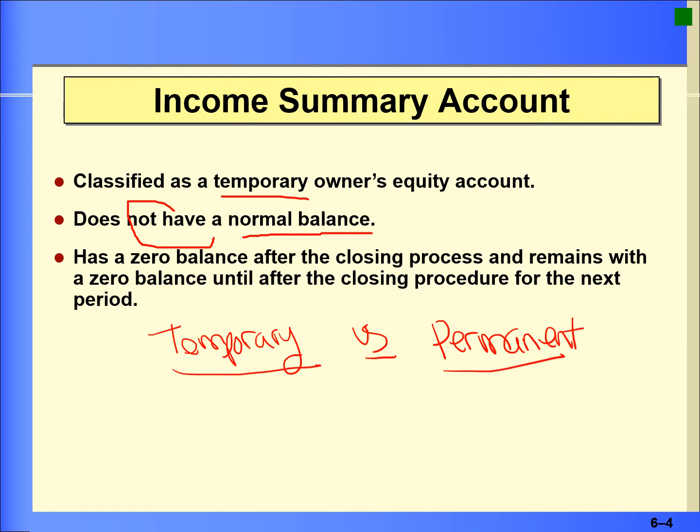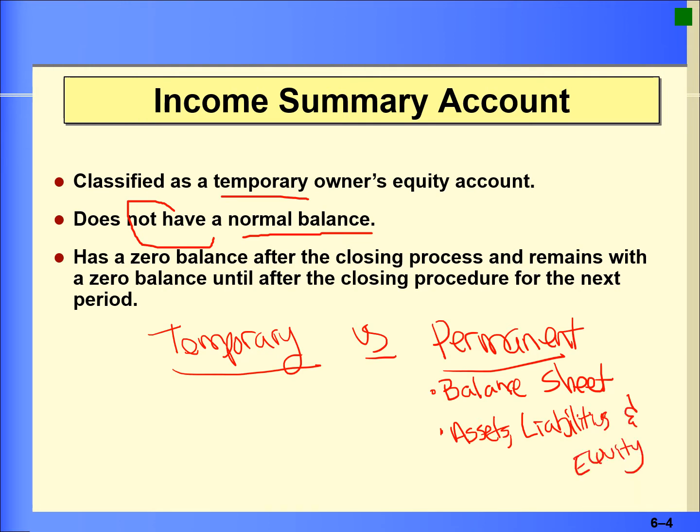And the way you remember the difference is, think of your permanent accounts as anything that is on the balance sheet. Okay, so your balance sheet accounts are considered your permanent accounts. So think of your assets, your liabilities, and your equity. Now, basically everything else then is considered temporary. So what's considered temporary? It's your income statement accounts, plus the drawing account.